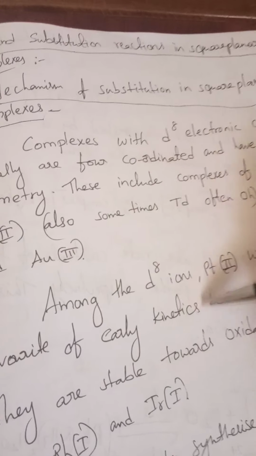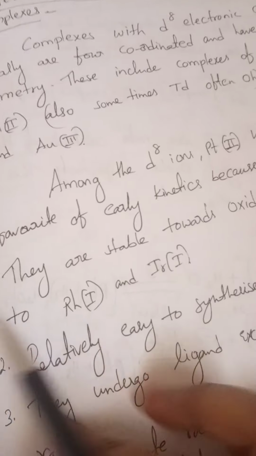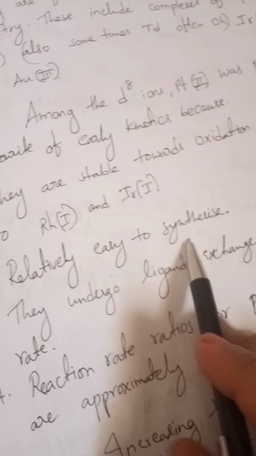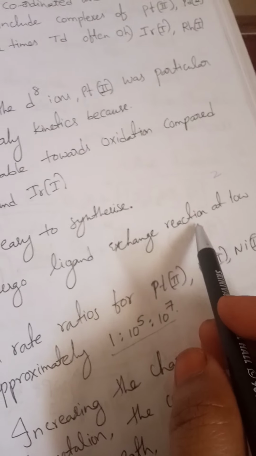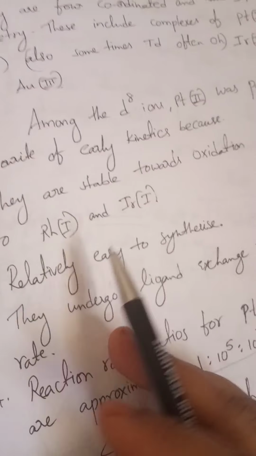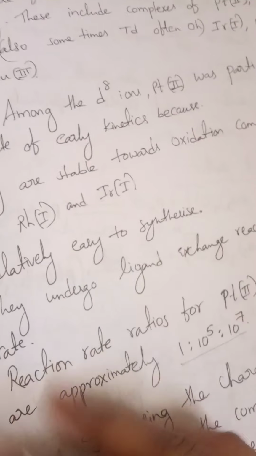Among all these d8 ions, platinum(II) is particularly favored for kinetic study because it is stable towards oxidation, compared with rhodium(I) and iridium(I). The synthesis is also very easy compared with the remaining complexes. They undergo ligand exchange reactions at a low rate, so only slow ligand exchange takes place. So it is very good for that purpose.